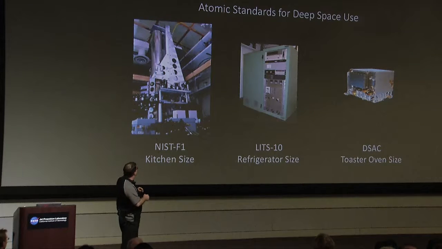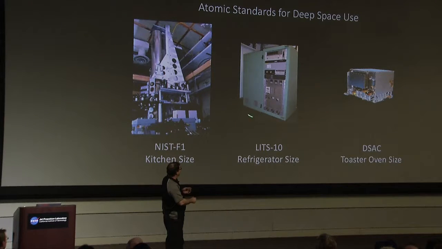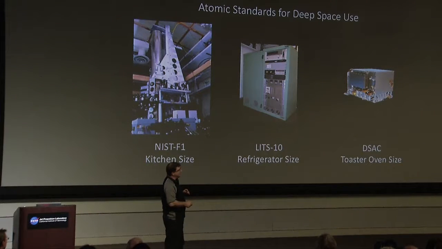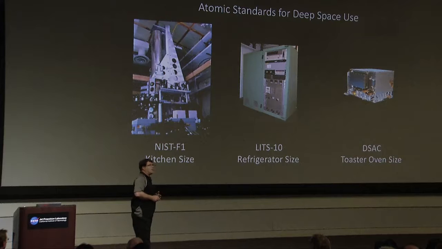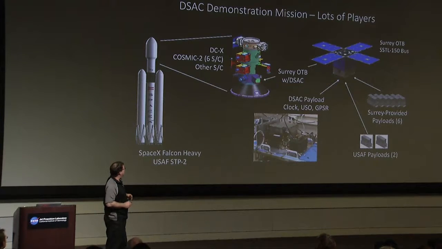But you get the idea, from a kitchen to a refrigerator to DSAC, which is about the size of a toaster oven. I could literally hold it right here, and it's not all that heavy either. And that's the thing that this project has been doing: taking a technology that's been in the works and deployed in the DSN for the last 5 to 10 years, and it's been in the works for even longer. And we've been shrinking it down so that we can put it on a spacecraft and use it in space the way that Todd has been talking about.